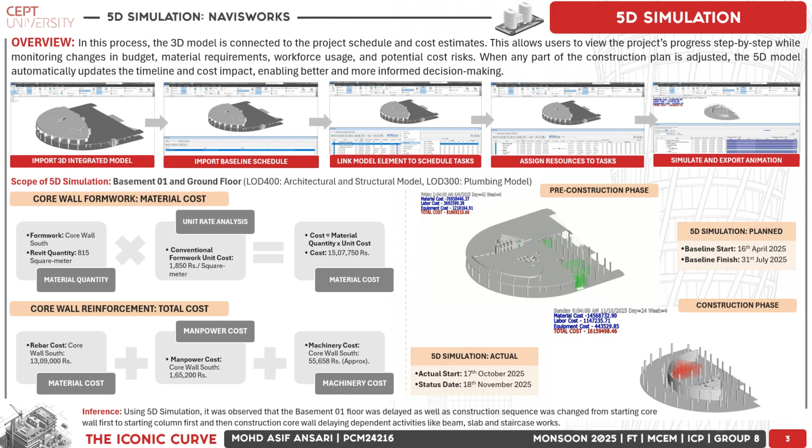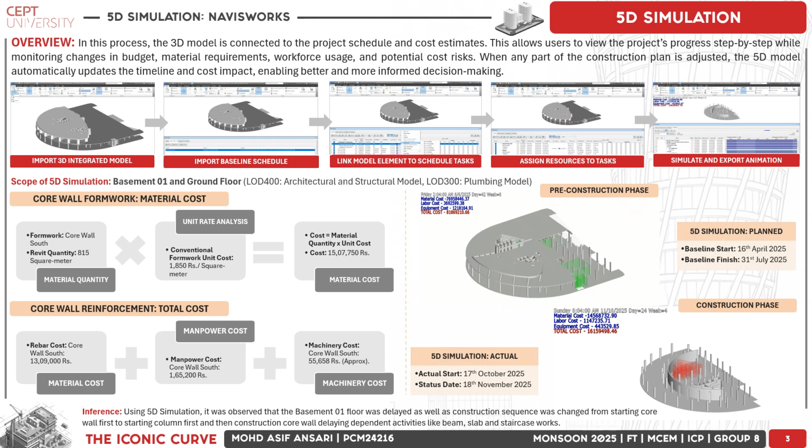Moving on to 5D simulation using Navisworks. For the Iconic Curve, we conducted an integrated 5D simulation in Navisworks by connecting the LOD 400 basement and ground floor models with the project's baseline schedule and resource data. The workflow covered importing the 3D model, linking scheduled tasks, assigning scheduled resources, and generating cost and time simulations. We assigned resources such that, in the case of a core wall, reinforcement costed 13 lakhs 9,000 rupees. Manpower deployed for the same costed 1,65,200 rupees and machinery involved for the same costed rupees 55,658.